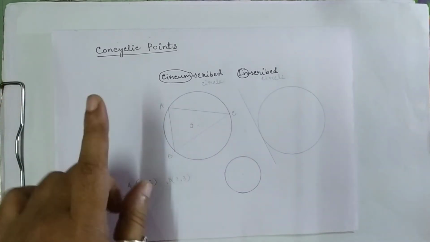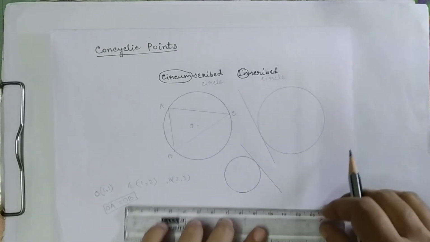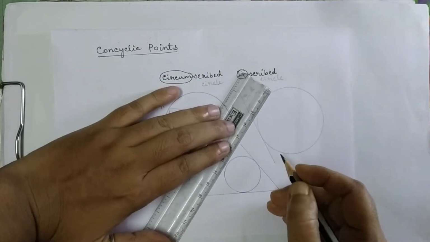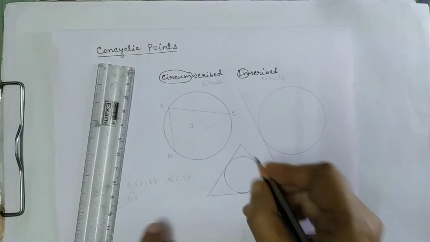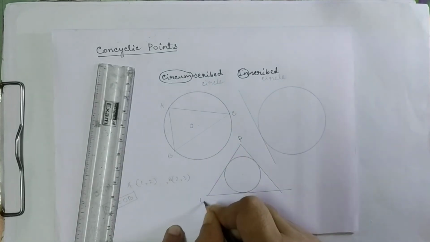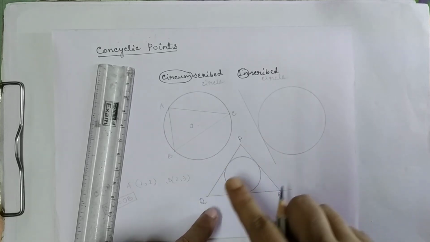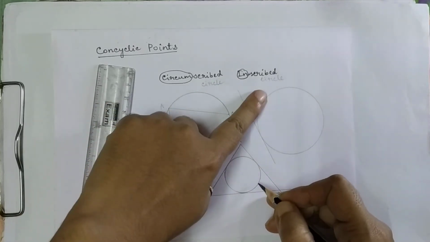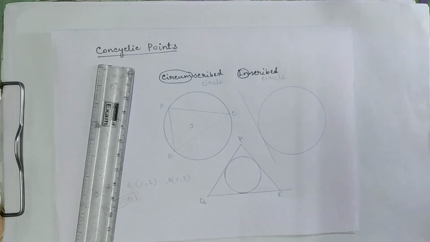Now if I want to make it an inscribed circle, just draw the triangle like this. Since it's not decided which one is to be where, I'm drawing in this way. So this triangle, if I name it P, Q and R, now you see the triangle is outside but the circle is inside. That means this circle is the inscribed circle of the triangle PQR. So that is the meaning of circumscribed and inscribed circle.